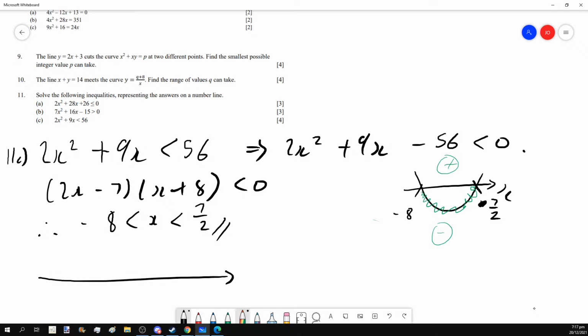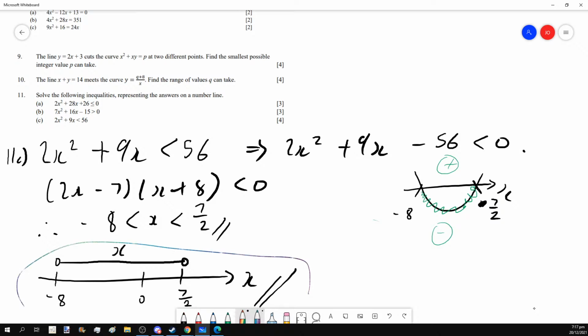And from here, we can draw our diagram. Again, we will be using the hollow dot because it is a strict inequality. So this will be your diagram. Right? And that concludes our little crash course on this topic.